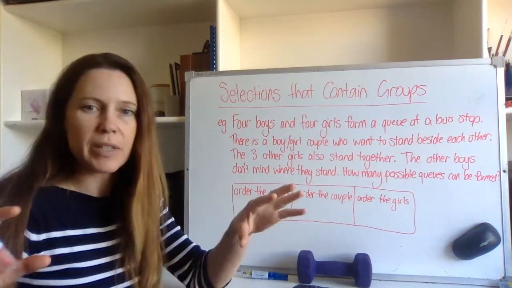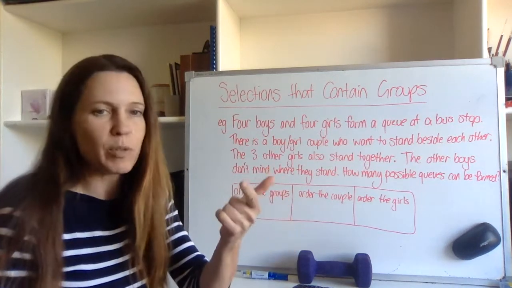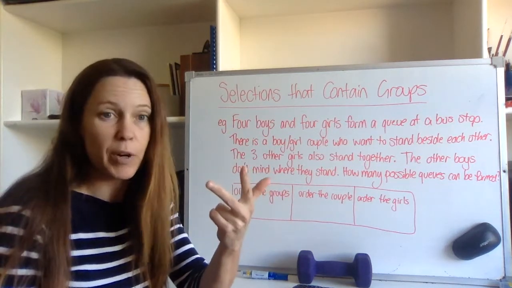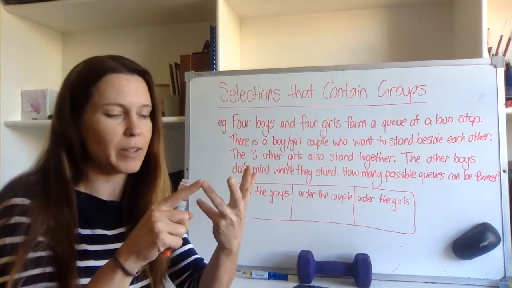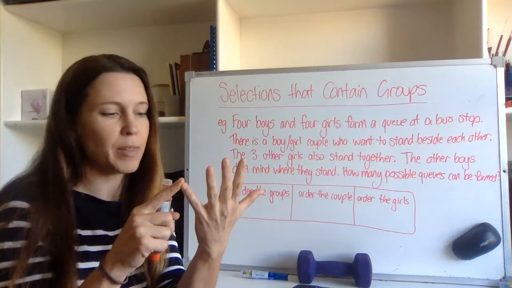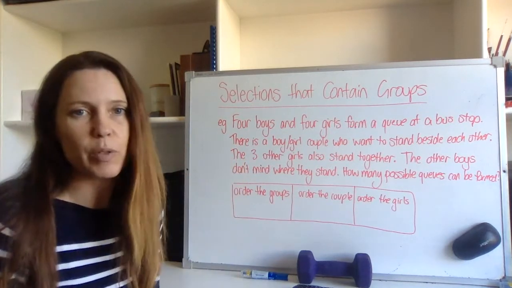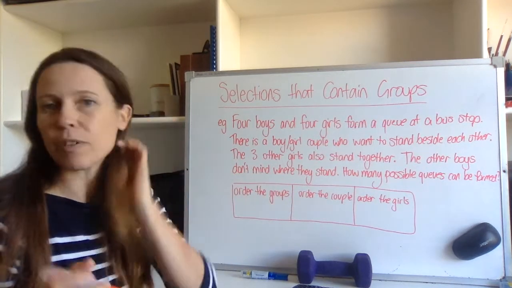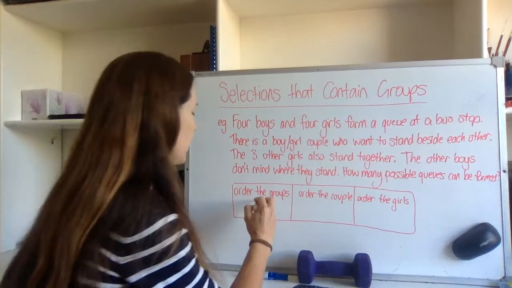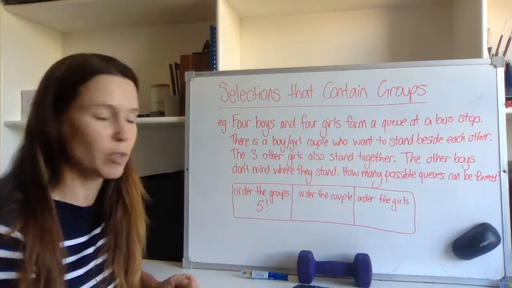Now we've got 8 positions in the queue, but we need to consider how many groups we've got. We've got the 3 boys, they're each in a group of their own. 1 group, 2 groups, 3 groups, that's the 3 boys. Then we've got the couple, that's another group. And then we've got the other 3 girls, that's a 5th group. So there's 5 groups altogether. So if we just organise the groups in as many different orders as possible, we're going to have 5 factorial ways that we can put those groups in different orders.